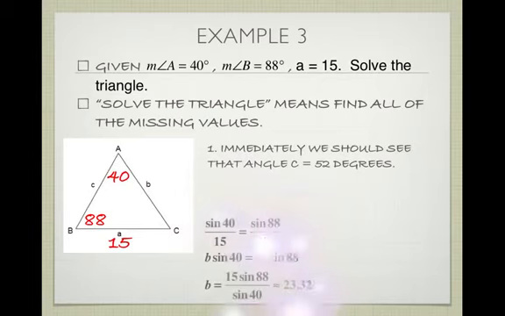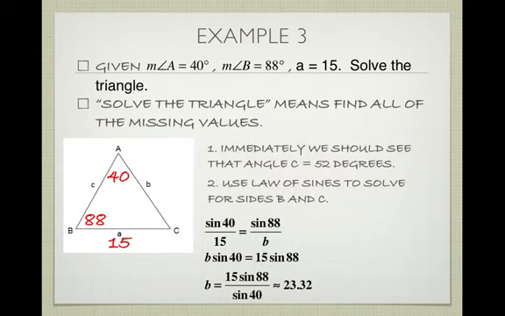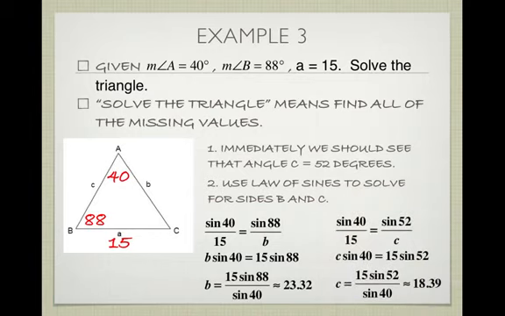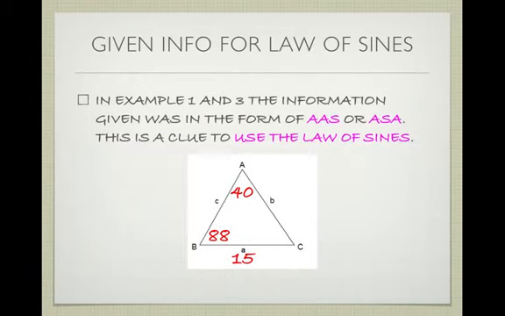Now we need to figure out some side lengths. So you use the law of sines to figure out, in this case, side B. We already did that in example 1. So now we have to find side C. We do the law of sines over again. You find that side C is 18.39 and you're good. You have solved the triangle. You found the missing values.